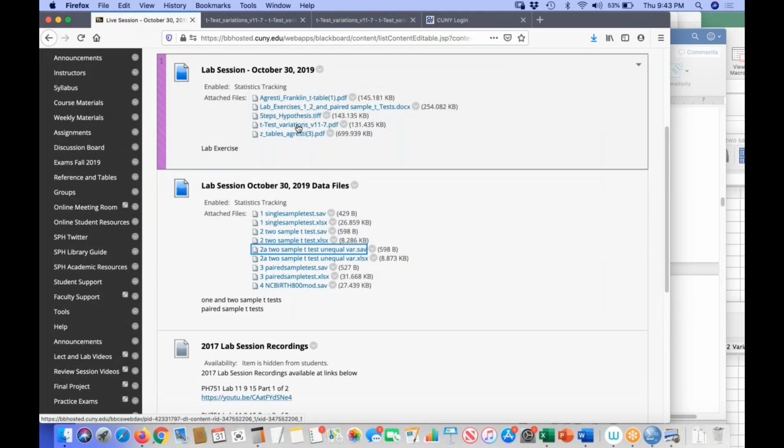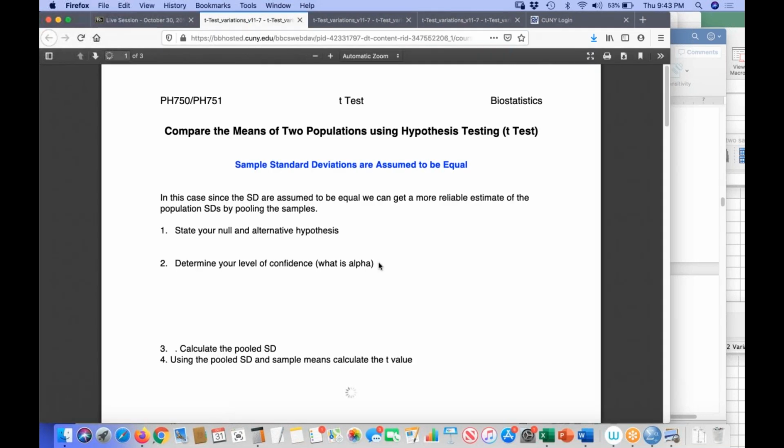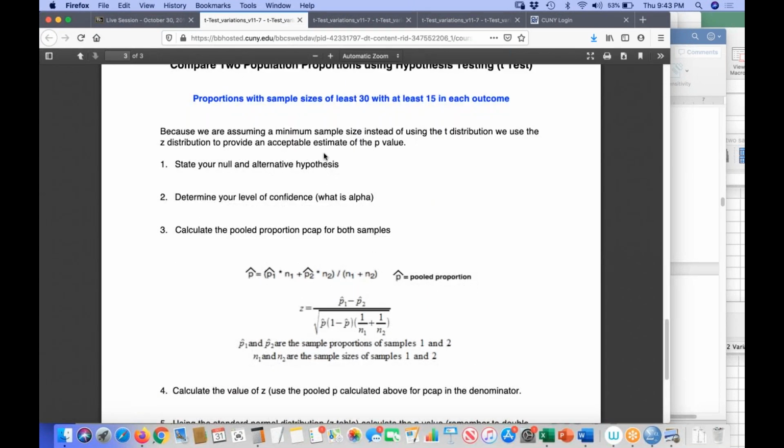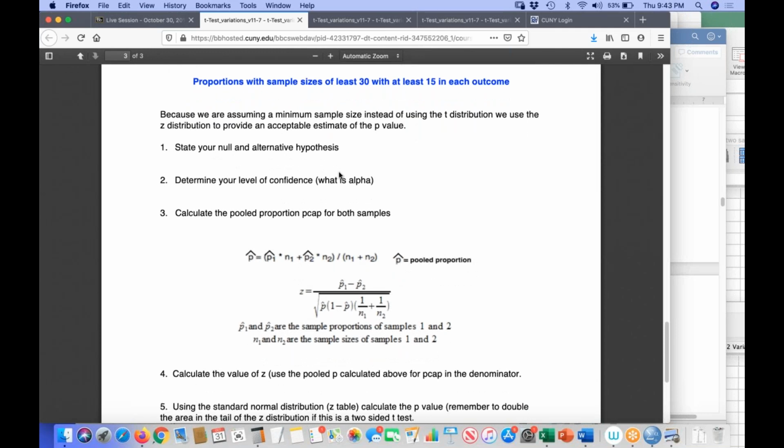Okay, I want this t-test variations table. If I go here, here's proportions. For proportions, we want a sample size of at least 30 and at least 15 in each outcome. So if you sample 100 people and only 10 of them are positive, that's not good enough, because you want at least 15 people in the positive and negative, even if you sample 100 people.